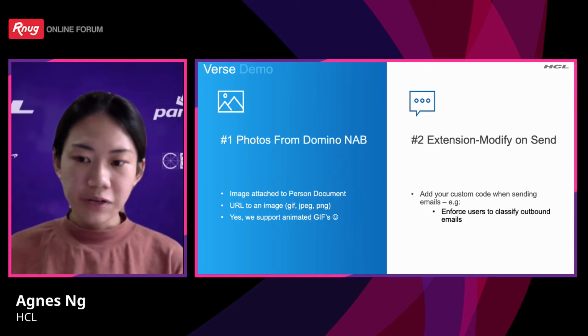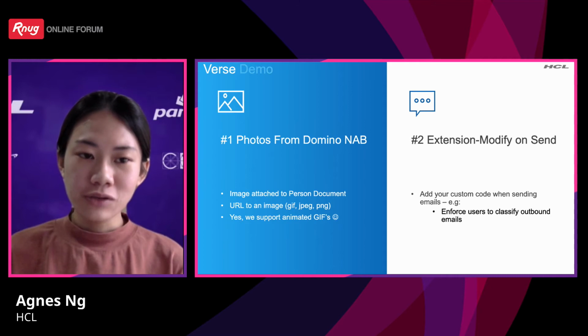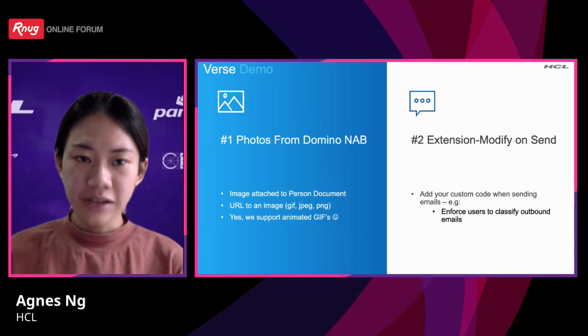So this is my favorite section, demos for upcoming new features. And today we have two demos. The first one is photos from Domino NAB. Currently you can have your profile icons configured in Verse, but it has to be using Connections or Gravatar. So if you have Connections set up today, you can leverage the profile icon in Connections and get it configured as your icon in Verse too.